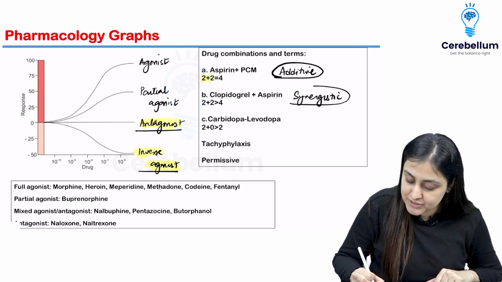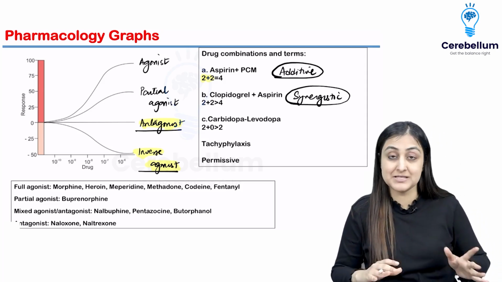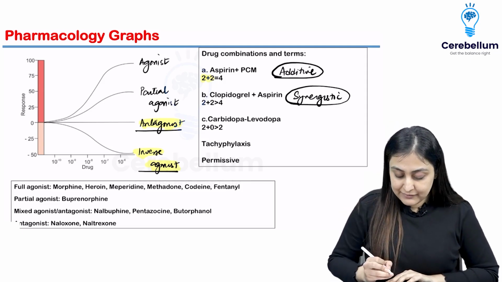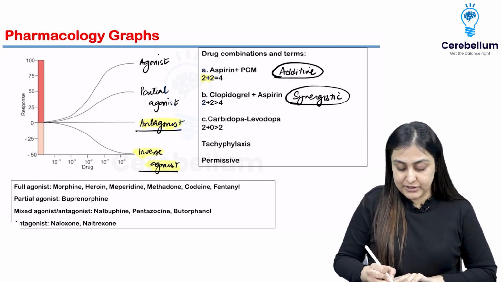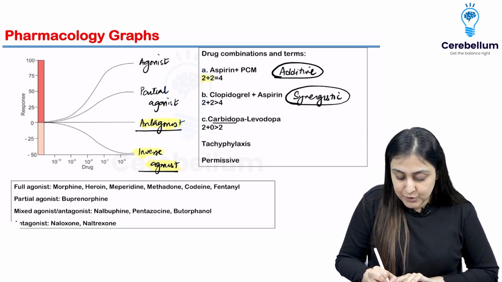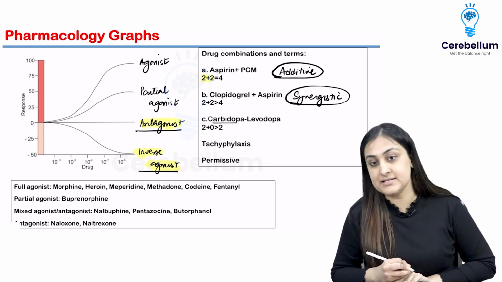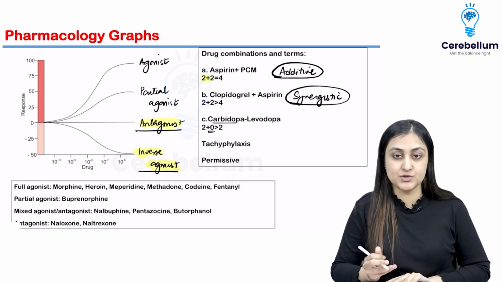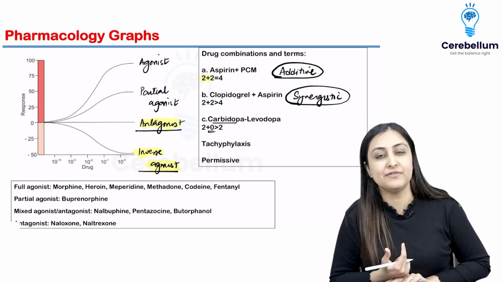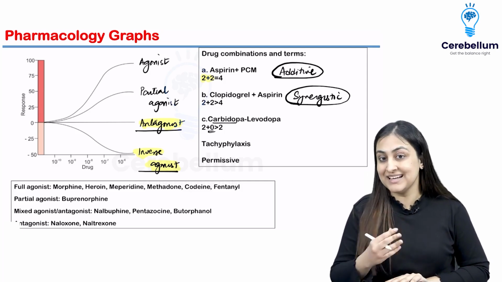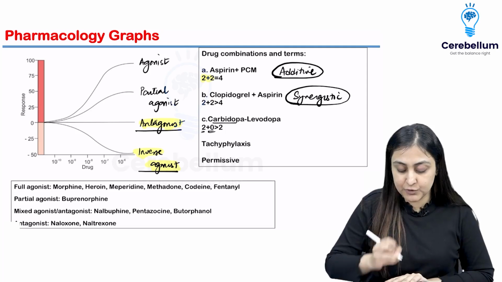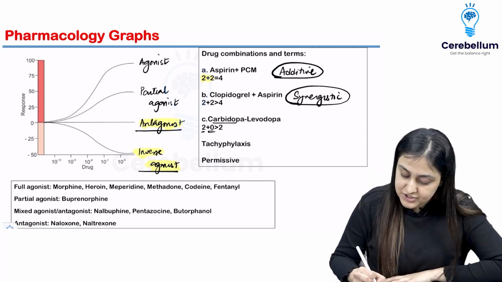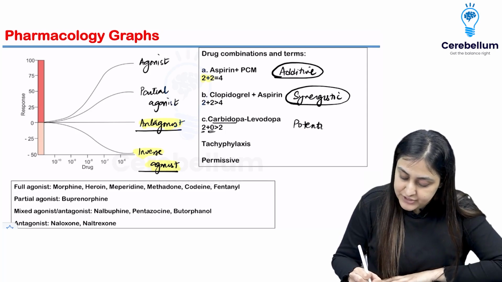So this is what is known as synergistic, where clopidogrel plus aspirin forms a very good combination. On the other hand, if I have the carbidopa-levodopa combination, carbidopa is actually increasing the effect of levodopa by inhibiting its metabolism, but overall it does not have its own effect. If I just give carbidopa, it's not gonna work, but it does increase the effect of levodopa when combined with it. Alright, such an effect is called a potentiator.